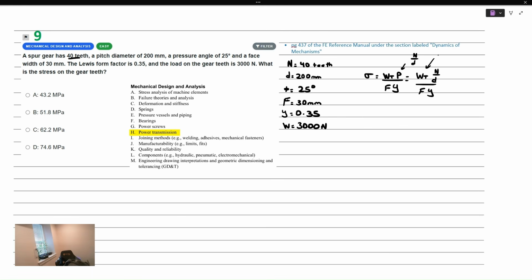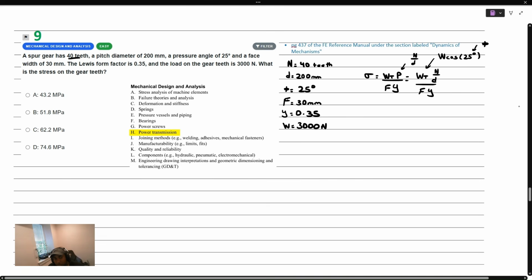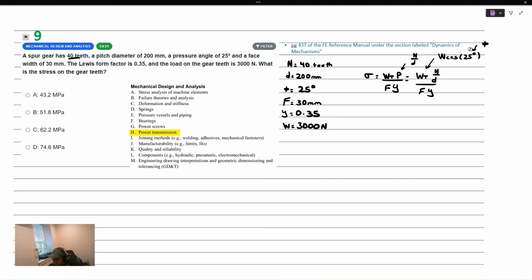W sub t, that's the tangential load on the gear. We can find that using the following equation. That is W cosine of 25 degrees, and that 25 degrees is just the pressure angle phi. Okay, I'm going to show you where you can find this in the reference manual, and then we're going to plug into this equation, and we should be okay.